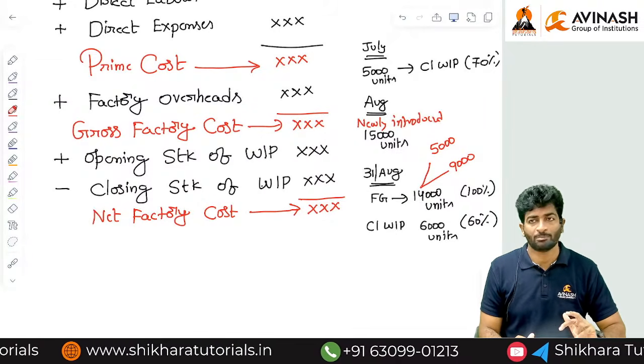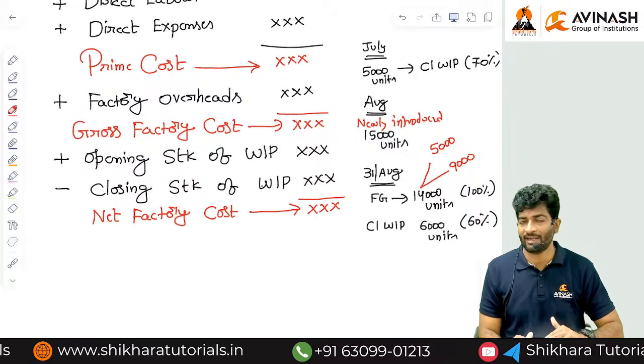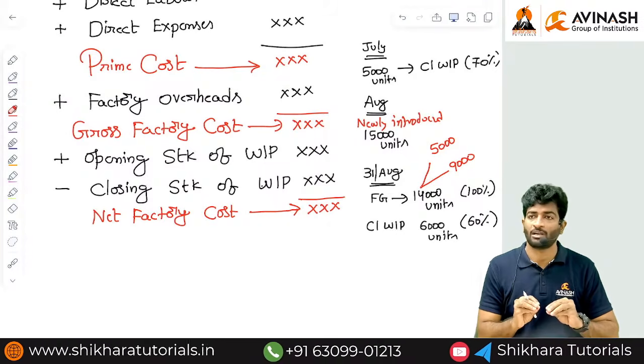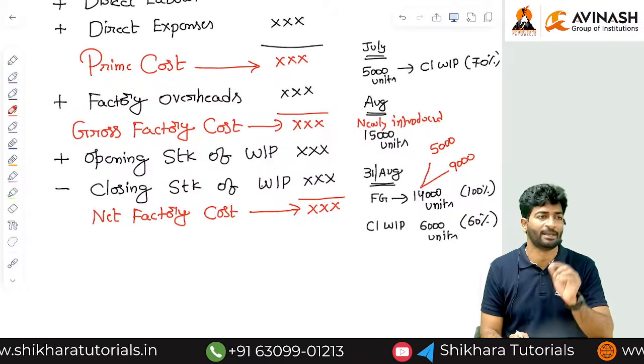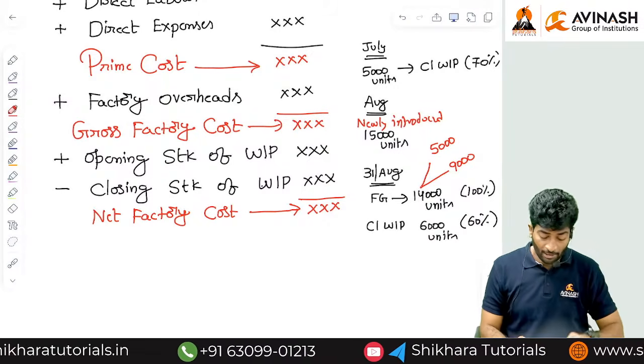Net factory cost. Why am I calling the previous one gross? Why is it net? Yes, this is a factory cost, but I want to find out factory cost incurred for finished goods only. That is the reason net. Is it clear? Can I continue?